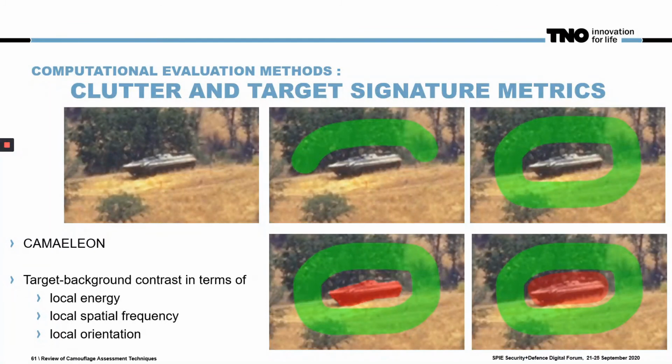Chameleon is a widely used target distinctness evaluation metric. It computes target distinctness from local energy, spatial frequency, and orientation contrast. Since Chameleon requires the user to manually indicate the target and its local background, its results are highly variable. That is, they highly depend on the actual choice of the selected regions, and they are therefore typically unreliable.